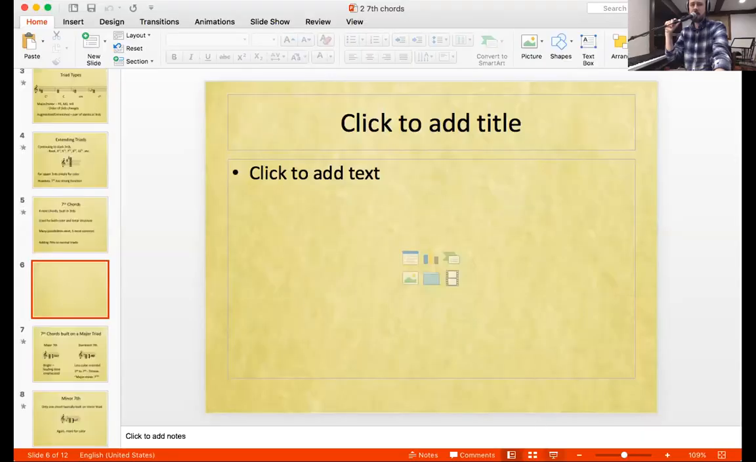So what we're going to do in this video is look at three different types of seventh chords. We're going to look at those that are built on a major triad and on a minor triad. So that's what we're going to look at. Let's get in there and see what we can figure out about these chords.